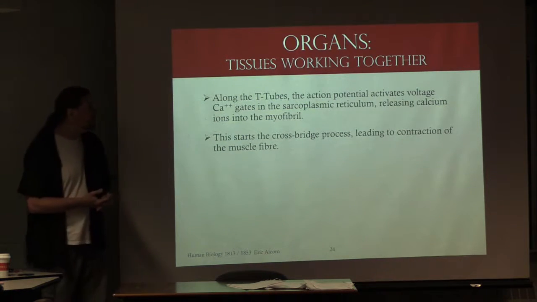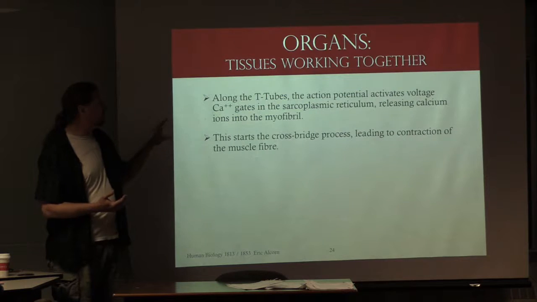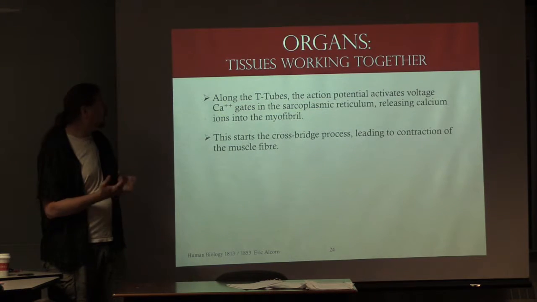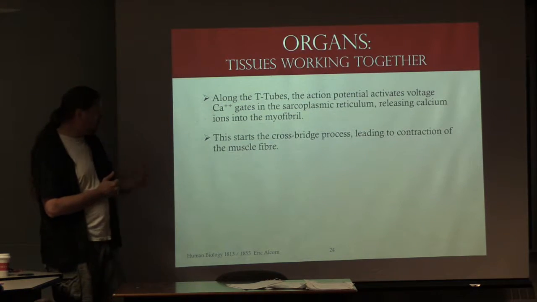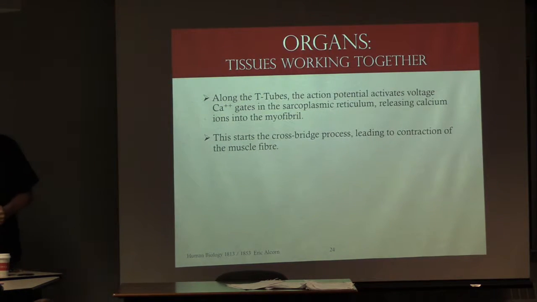So along the T tube, the action potential activates the calcium voltage gates, releasing the calcium over the myofibrils. This starts the cross-bridge process leading to the contraction.